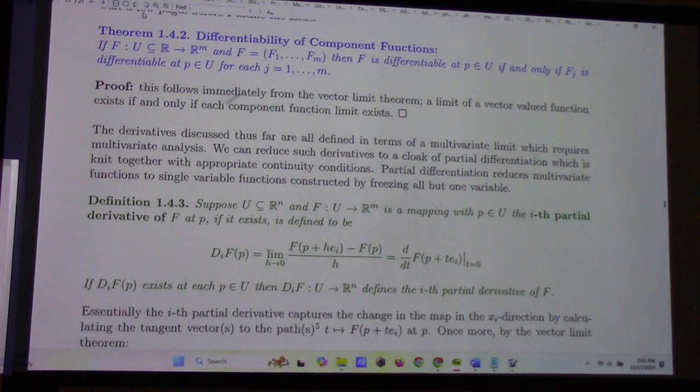So basically, you're studying the change of the function along this linear path, right? t maps to f of p plus t e_i. Well, this is not a linear path, right? This is but the image of a linear path in the domain. It's a curve in R^m. All right.